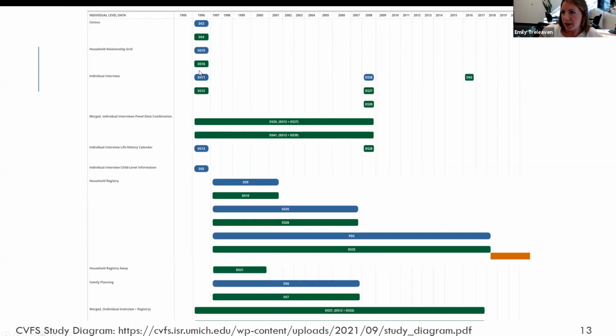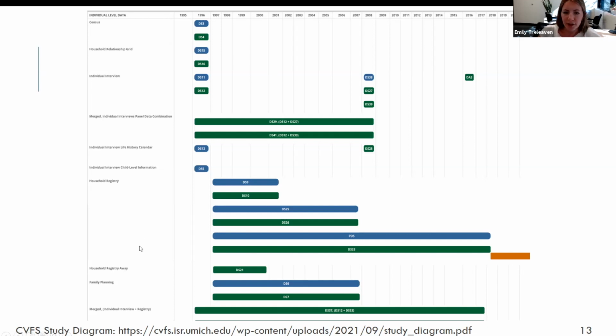This is the study diagram from our study website, which I linked to at the bottom here. This shows all the different types of data files available for analysis through ICPSR, the data repository hosted at U of M. Don't worry about trying to read this, it's just to give you a sense of what's available. These blue files represent public use files, green means restricted use, and orange mean files that are in process or planned for deposit with ICPSR.